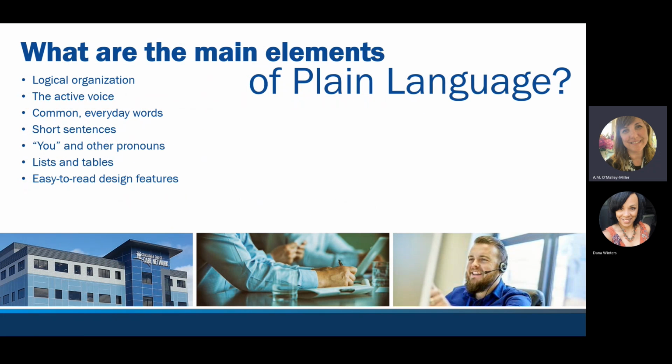So what are the main elements of plain language? Big, big, big one is how are you organizing your information? Are you using the active voice? That's a really big one. Common everyday words, using short sentences, using you and other pronouns like she, her, we, they, I, lists and tables, and then, of course, easy to read design features.